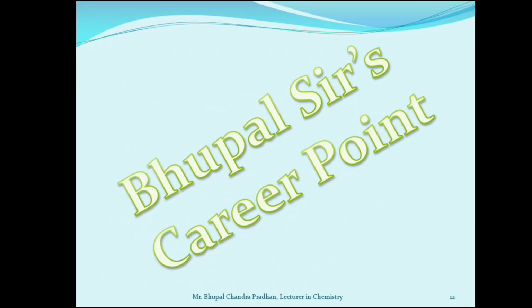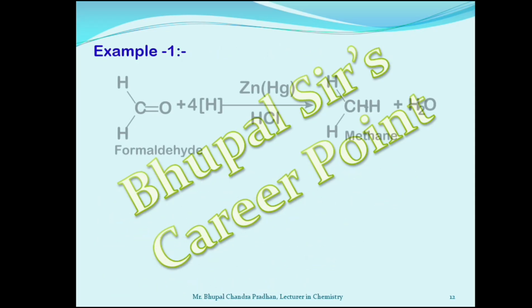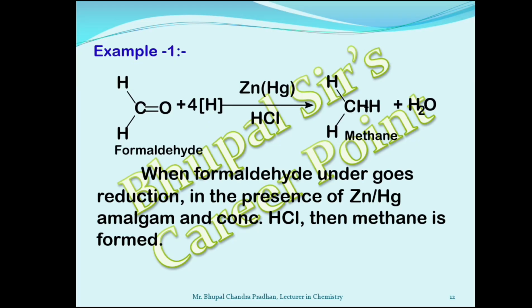For example, let us take example 1. Let us take formaldehyde. When formaldehyde undergoes Clemmensen's reduction, then it will give us methane. The oxygen will be removed as a water molecule. 2 hydrogen atoms are attached to the carbonyl carbon to give us methane. In the statement we have to write down: when formaldehyde undergoes reduction in the presence of zinc amalgam and concentrated HCl, then methane is formed.